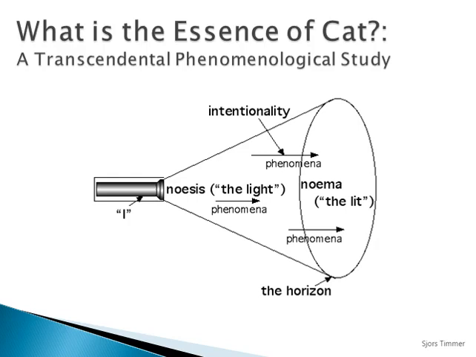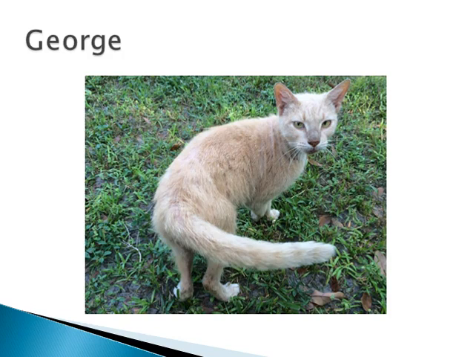We're going to do a transcendental phenomenological study, which is Husserlian philosophy. And when we get our first participant, we're going to have a few cats that we look at, at their essence. We want to look at George. So George is my cat. He's one of the few cats that we have.